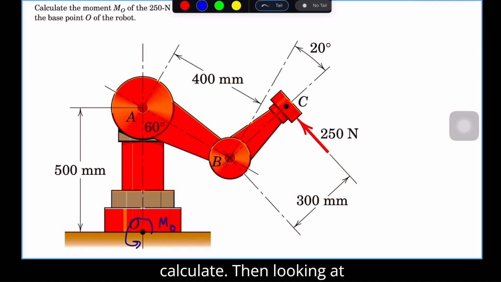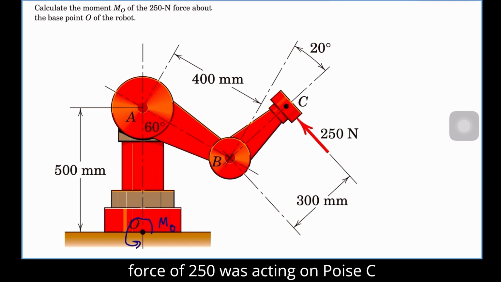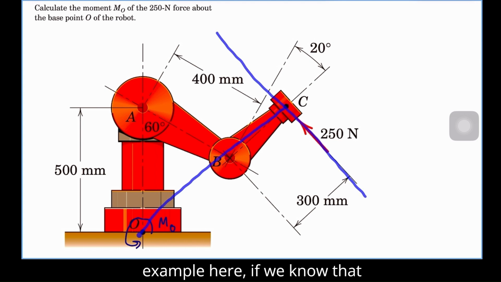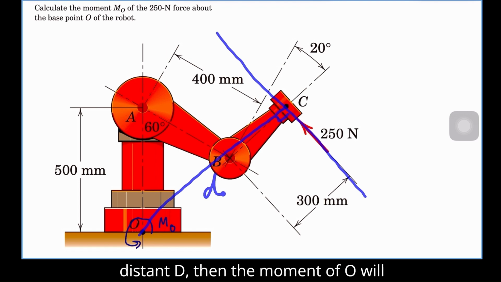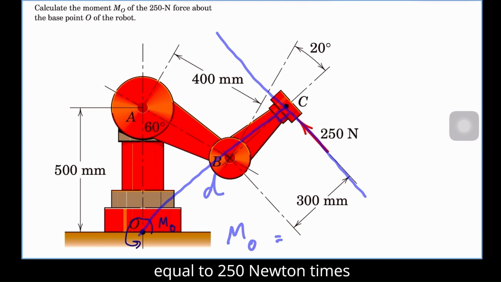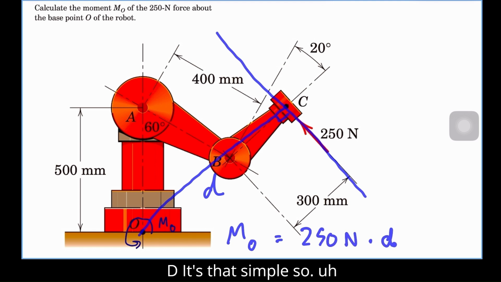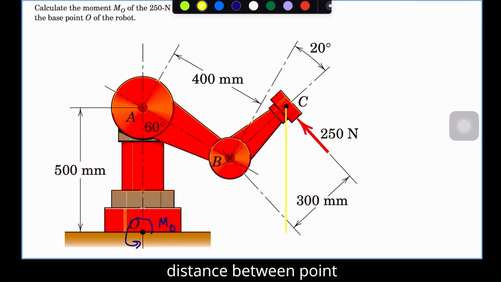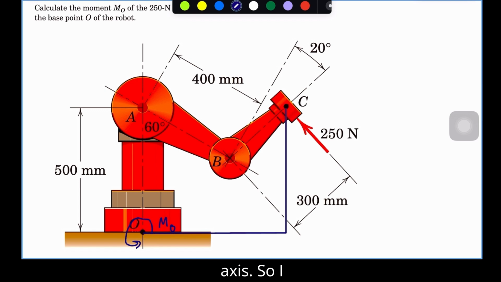Then, looking at this question, we see that only one force of 250 N is acting at point C. In general, if we know a certain distance d perpendicular to the line of action, then the moment about O will equal 250 newtons times d. That's simple. In this question, I plan to take the approach of finding the distance from point C to point O in the x and y axes.